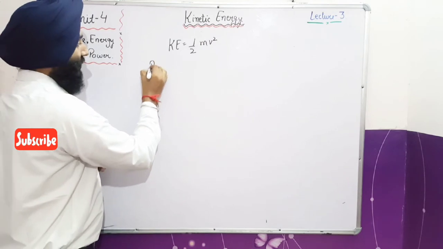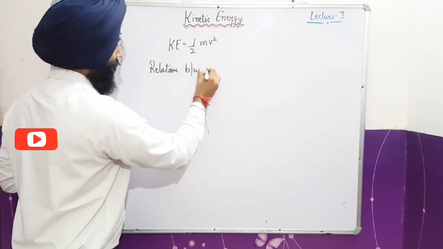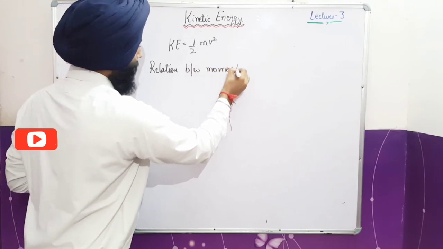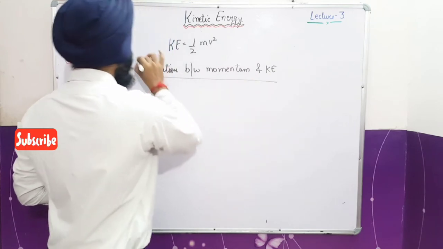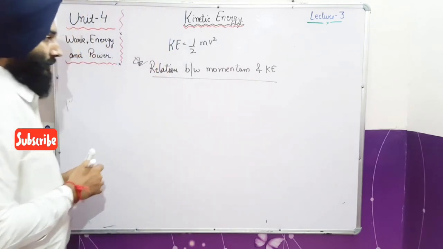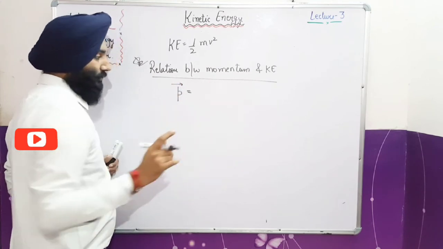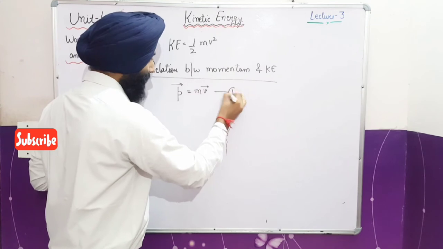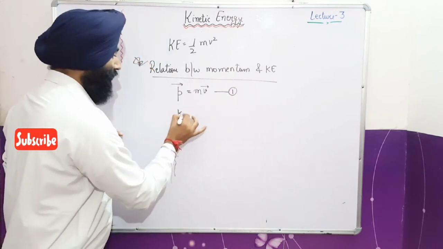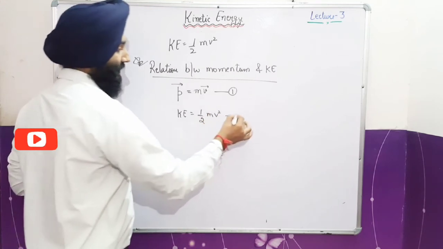We know the relation of kinetic energy, half mv square. Now we have to find out the relation between momentum and kinetic energy. So this is a very important relation. Fine, so you know that the formula of momentum is the product of mass into velocity, so this is the value of momentum, mv. And we know the relation of kinetic energy as half mv square. Fine, this is the second relation.